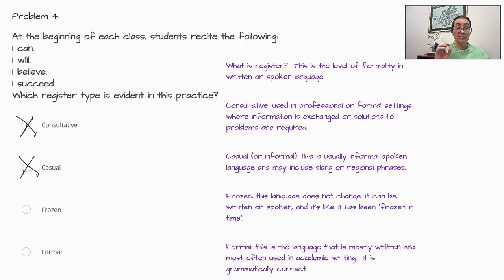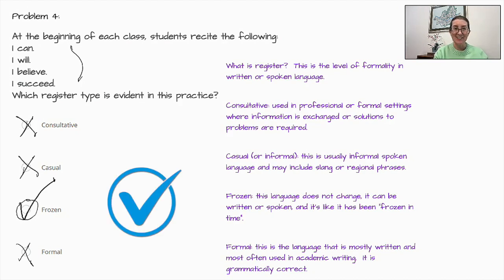Frozen. This is language that does not change. It can be written or spoken, and it's like it has been frozen in time. So I think this one is a very strong contender, but let's look at the last one. Formal. This is language that is mostly written and most often used in academic writing. It is grammatically correct. And while this does seem formal and is grammatically correct, it is both written and spoken. So I think we can eliminate that answer. Frozen has precision. It stays the same every day. This is the correct answer.